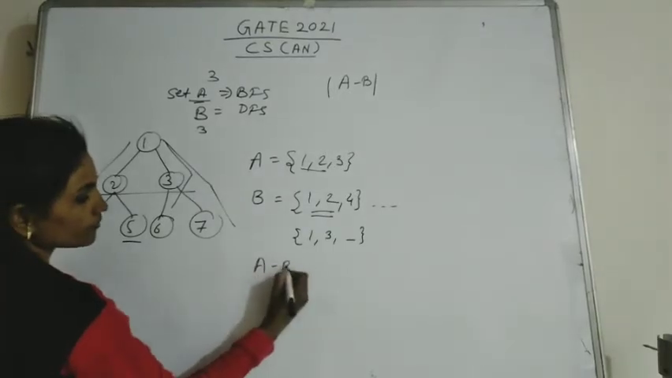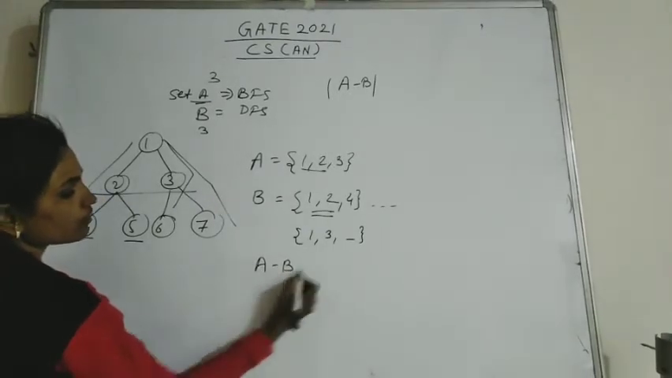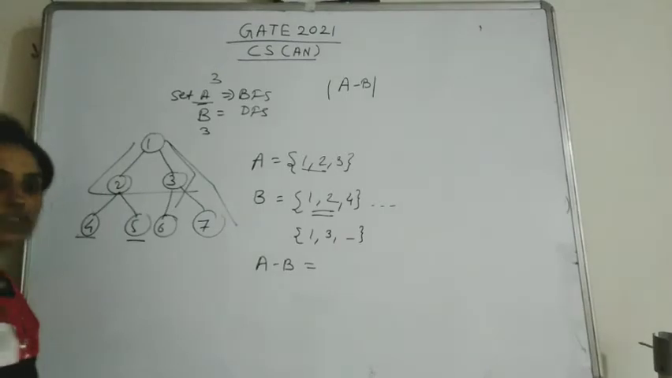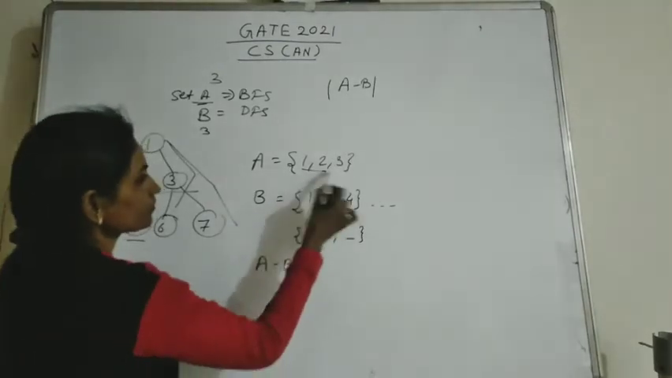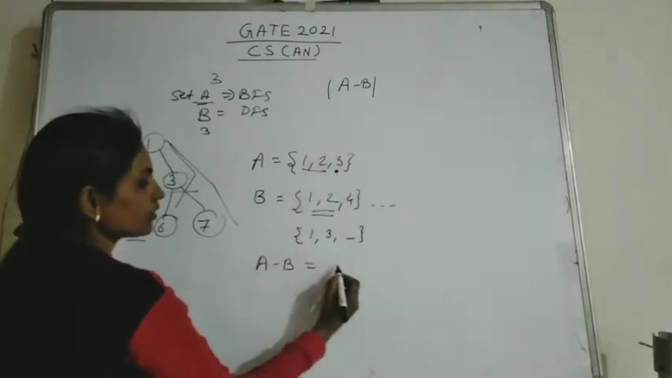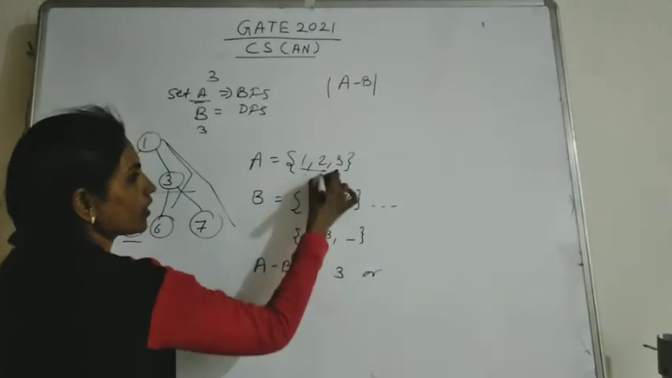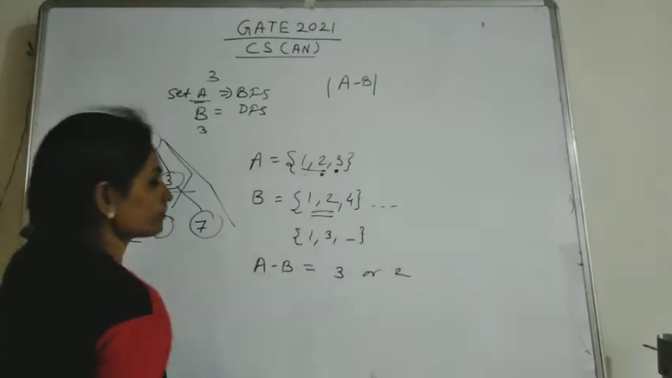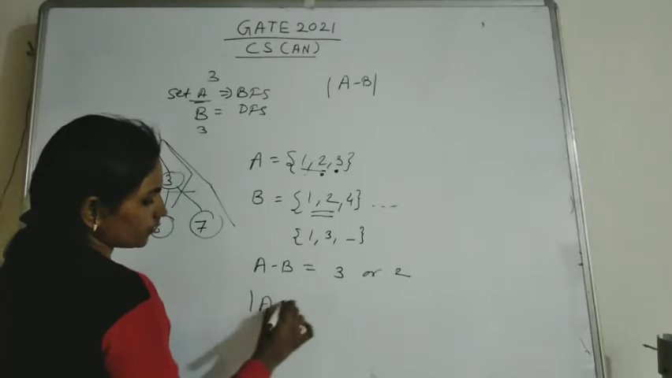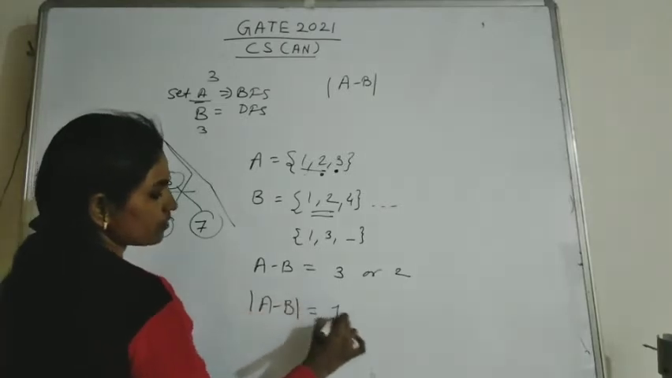So when you subtract A minus B, what you will get? The remaining element, either 3 or you will have 2. So the cardinality of A minus B is 1.